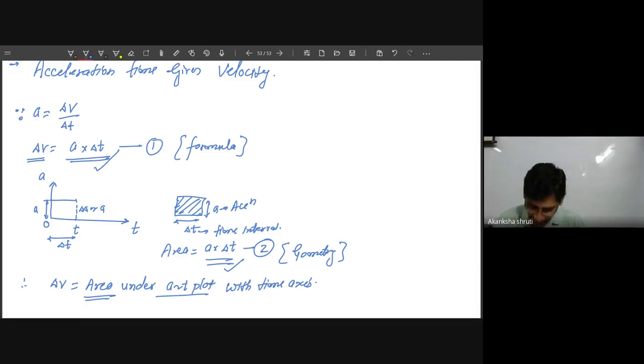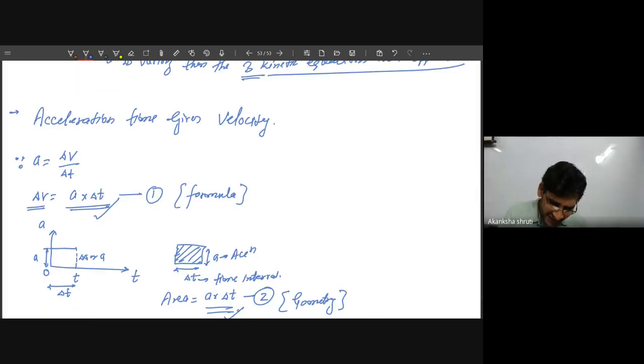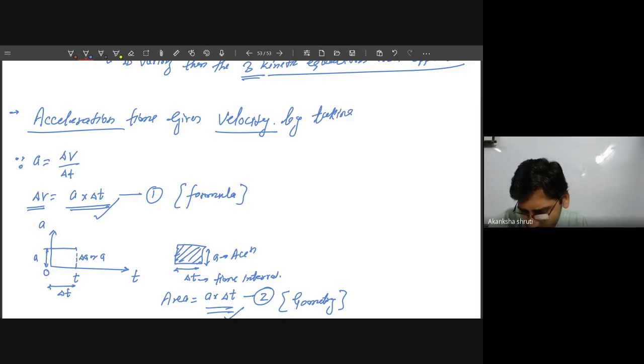So if you calculate the area under the AT graph, it will give delta V, or change in velocity, or the velocity itself. But if we calculate the area under the VT graph, that gives the displacement. Okay, so these are the points that we have to keep in mind. So acceleration time graphs give velocity by taking area with the time axis.